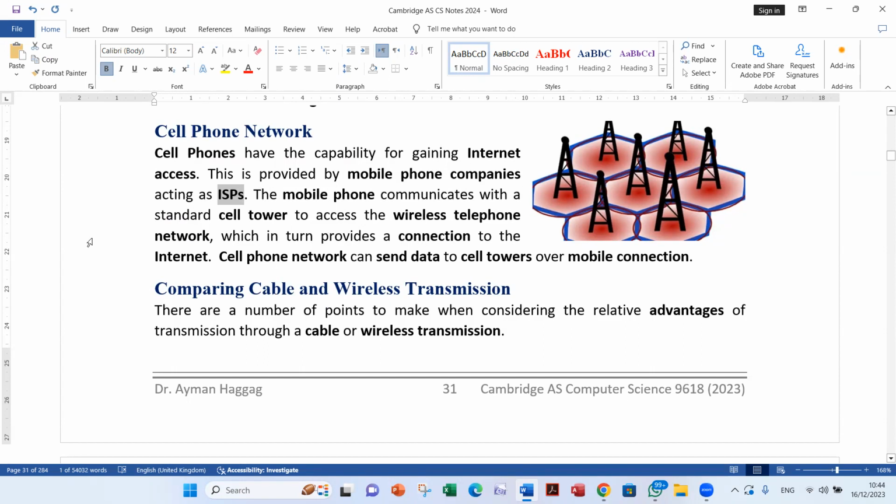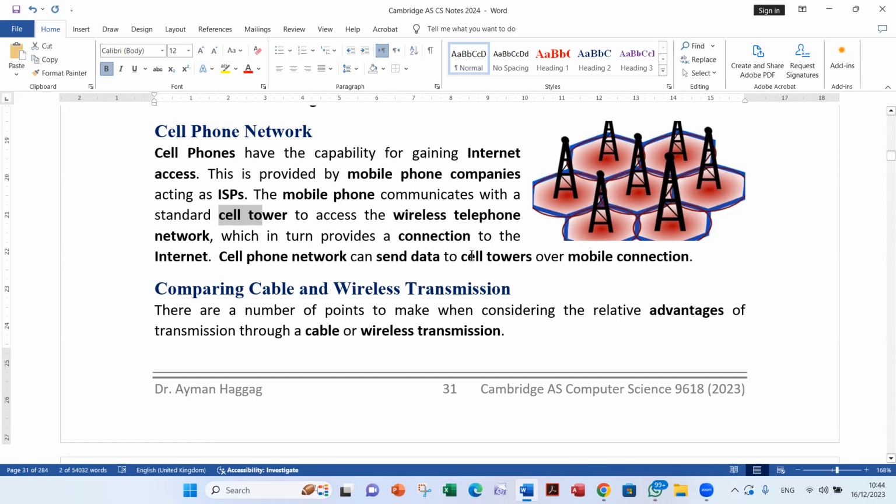The mobile phone communicates with a standard cell tower. This is a tower, and you have many towers because every tower is covering a region, for example, a circle with a radius of maybe 5 kilometers or so. So you have several towers, and every tower is covering a cell. That's why we call it a cell phone. It accesses the wireless telephone network, which then provides connection to the internet.